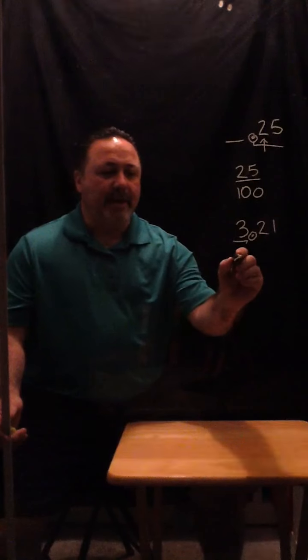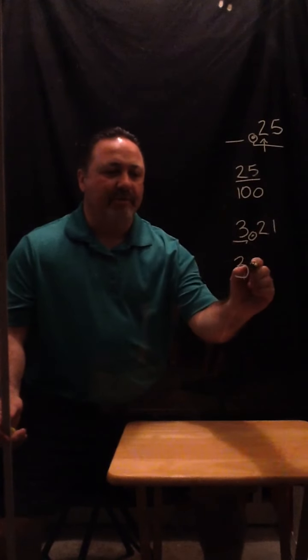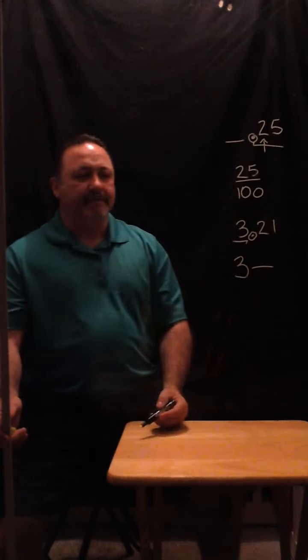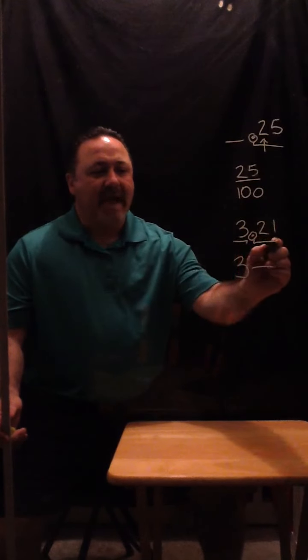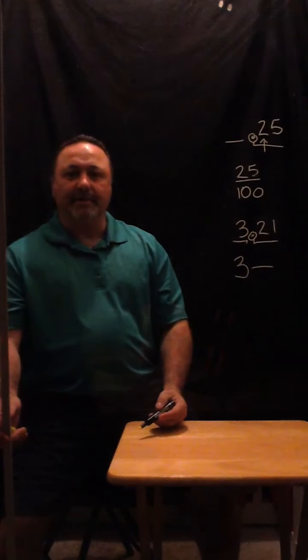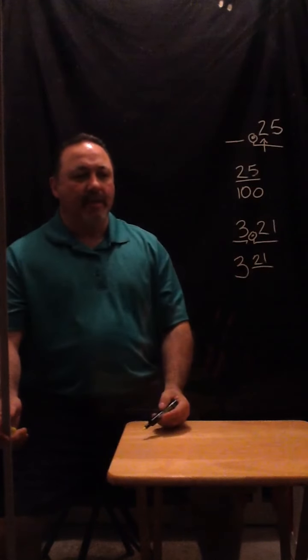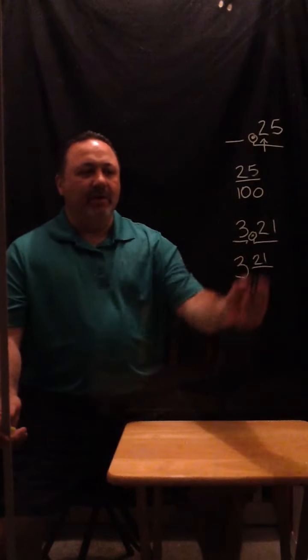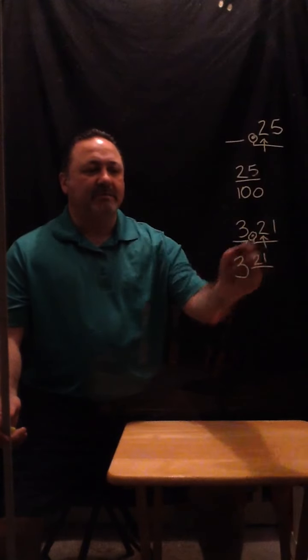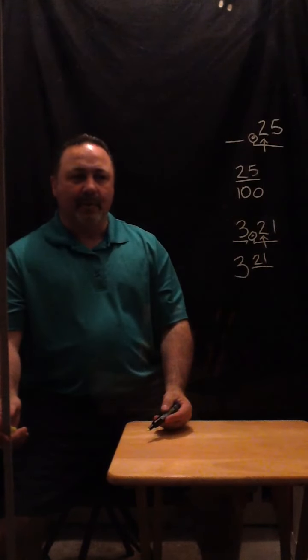So I'm going to take the 3 and put that as my whole number first, and then I'm going to draw my fraction bar. Anything that comes after the decimal point is our fraction. So I'm going to take the 21 and I'm just going to write it right on top of the fraction bar.